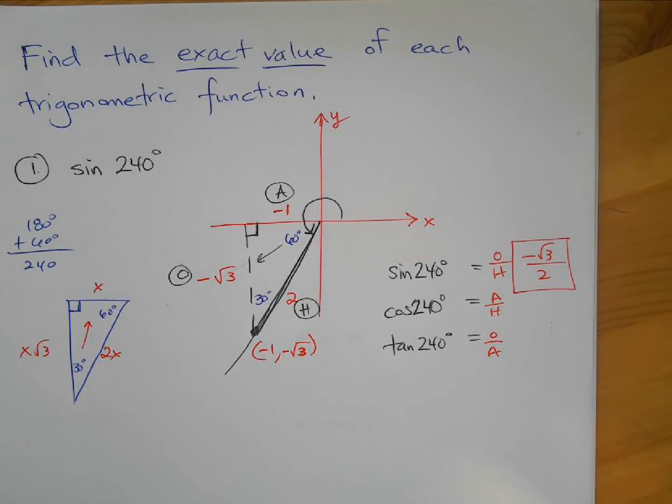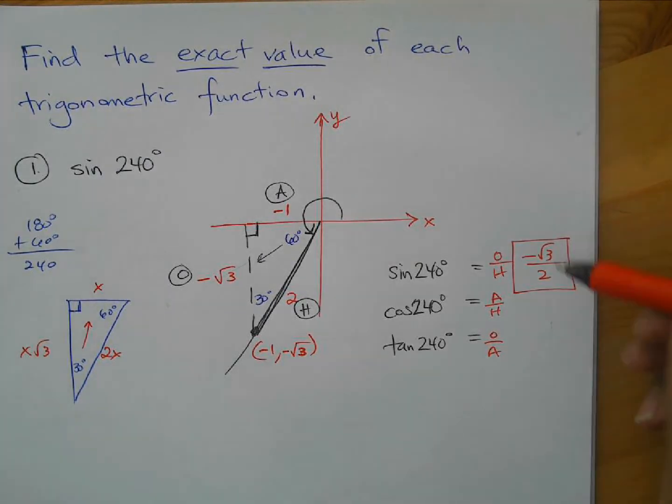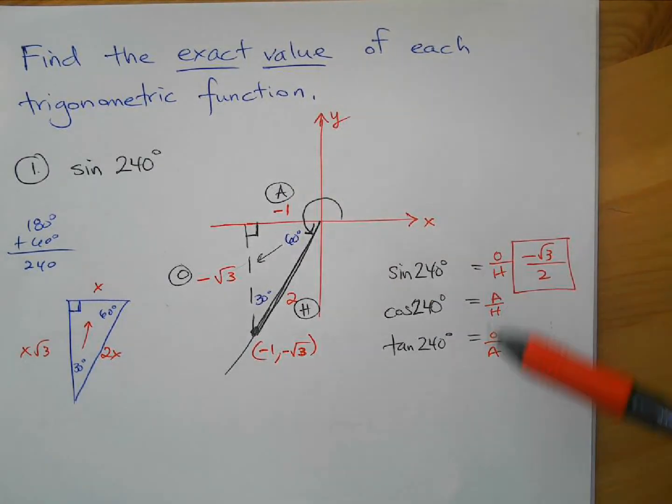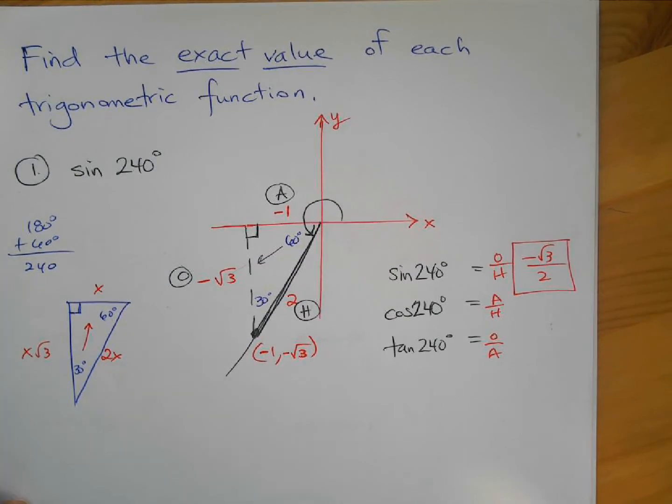And that is it for that one, right? Or they could have asked you here for cosecant or secant or cotangent. You would have done the same thing, but remember, you find these 3 first. All right, let's do one like that. Number 2.